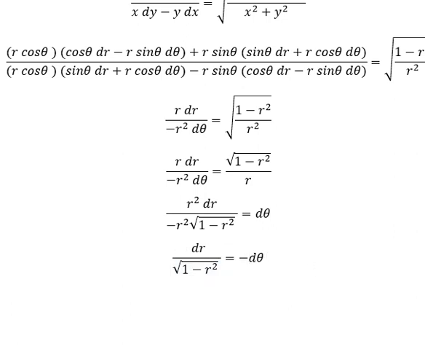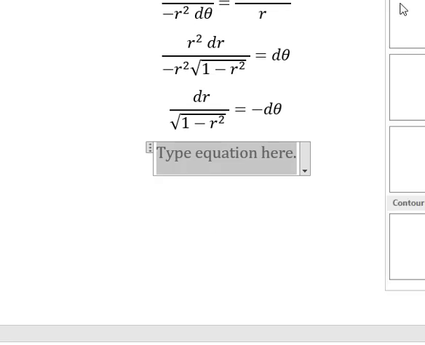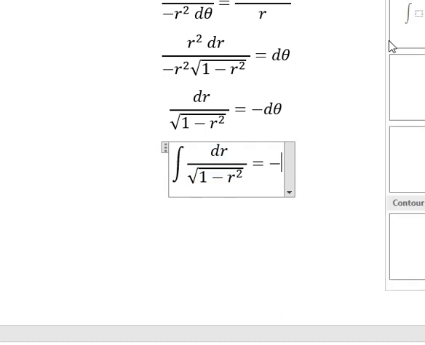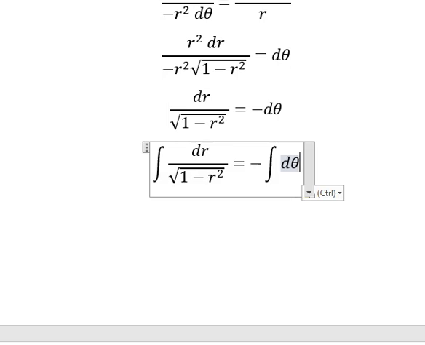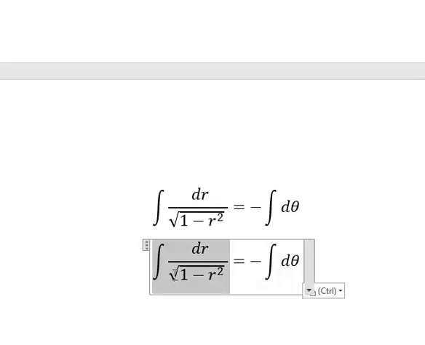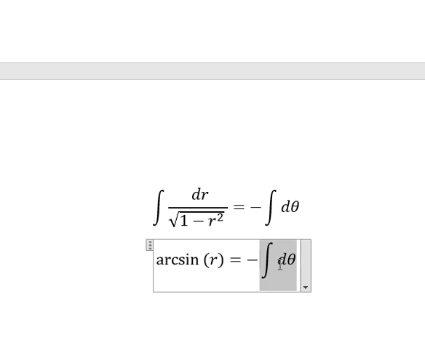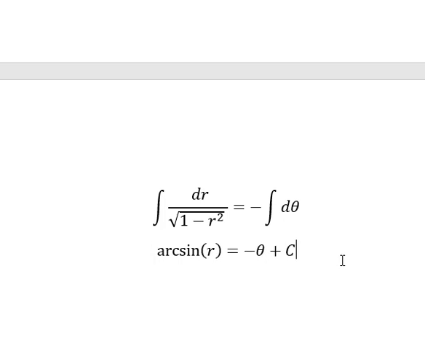So we put the integration on both sides. So the integration of this one is arcsine of r. The integration of this one is theta. And I will put c.